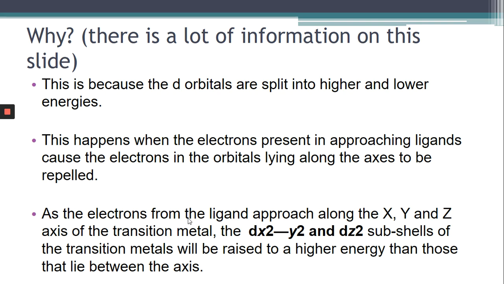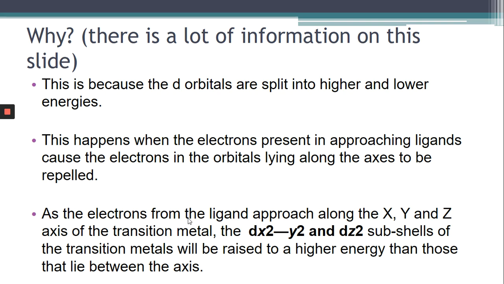The reason that this happens is because when the ligands approach the electrons along the axis, they'll start to repel each other. Okay, and as this happens, with your repulsions, the electrons in the transition metal will move to a different level. So basically, as they're coming along the axes, the x-axis, the y-axis, and the z-axis, the orbitals affected are dx squared y squared and dz squared.